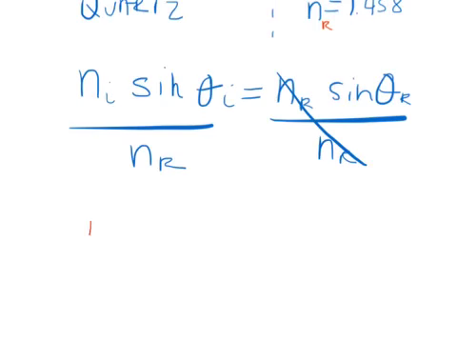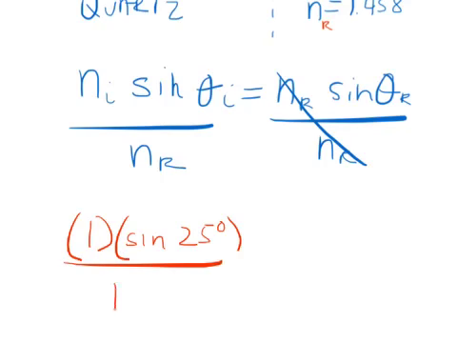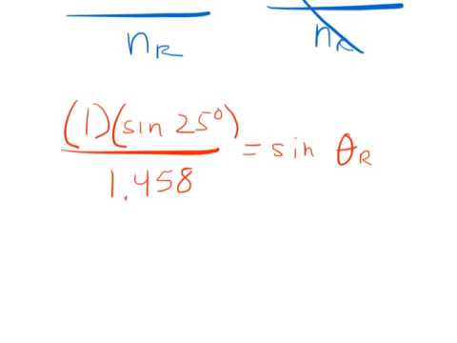Plug in numbers. 25. Okay, that's what we have right now. This is why you need a calculator. I wasn't joking. You have to use the sine of 25, and then we're going to have to use the calculator again to get theta r afterward. Make sure your calculator is in degree mode. If it's not, you're not going to get the right answer.